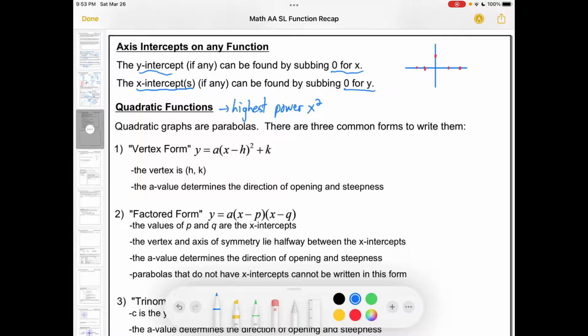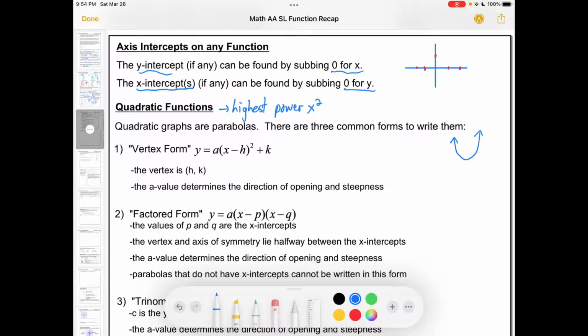Quadratic functions. These are polynomials where the highest power is x squared. So linears have the highest power of just x to the 1. Quadratic graphs are parabolas, and there are 3 common forms to write them in. So parabola is kind of a U-shaped thing. Vertex form is super helpful. All these letters are arbitrary. Maybe you'll use different ones on the exam. Maybe you use different ones in class.